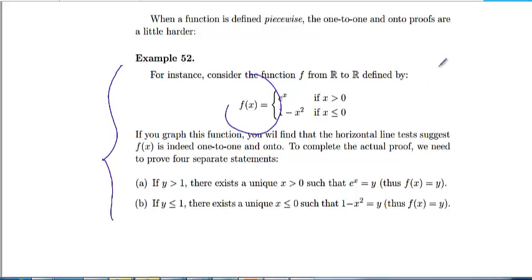Here we have e to the x for x bigger than 0. e to the x looks like this. Then we have 1 minus x squared. That kind of looks like this. If you drew that graph, it looks like it's one-to-one and onto.